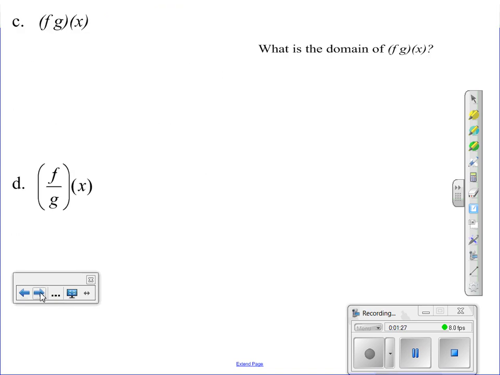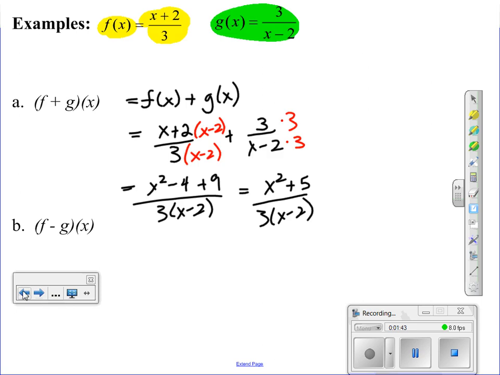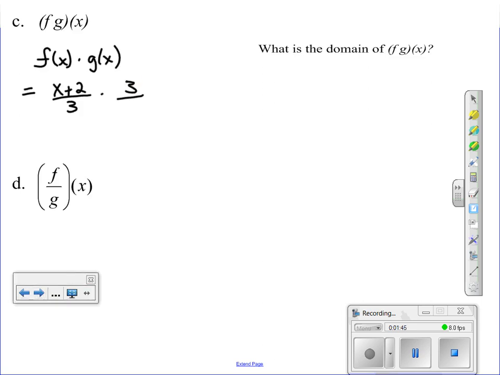When we see this, this means f of x times g of x. So we're going to multiply now our f of x times g of x. So f of x is, let me look back, x plus 2 over 3, and g of x is 3 over x minus 2. The 3's cancel out, and we find we're left with x plus 2 over x minus 2. And what's the domain of that? Well, we know it's all numbers except x cannot equal 2 because of the restriction.